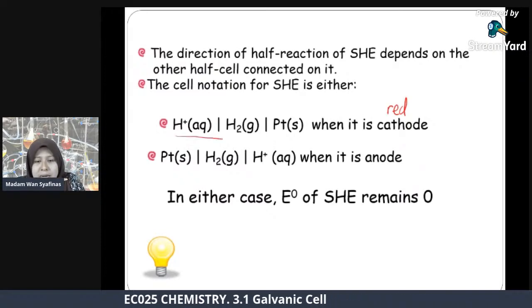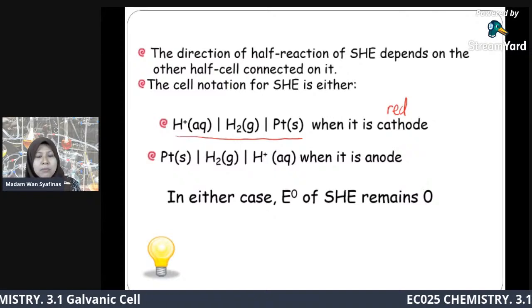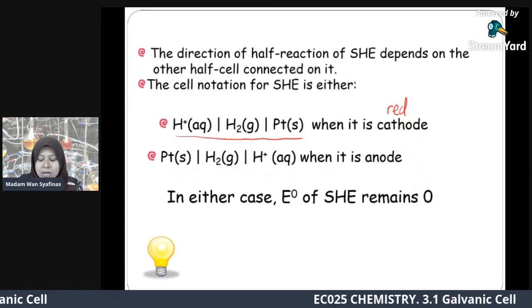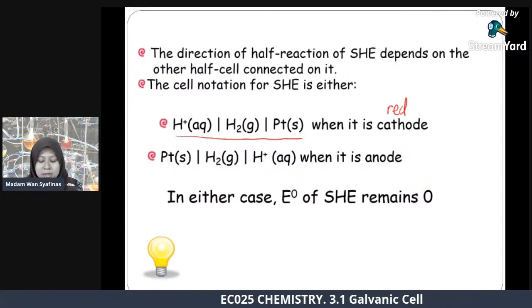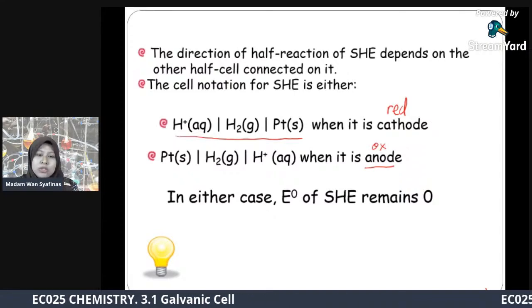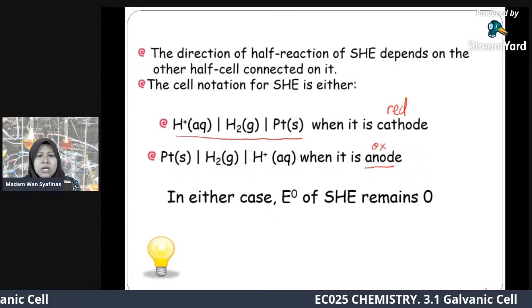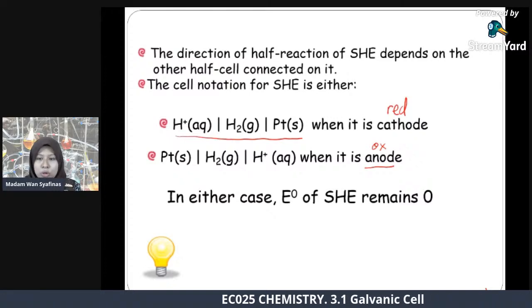Bila dia berada sebagai cathode, platinum solid tu akan berada di hujung sebelah kanan. Kalau dia bertindak sebagai anode, dia buat proses oxidation, so platinum solid tu berada di hujung sebelah kiri. Kita starting dia dengan platinum solid. Dan nilai E naught untuk SHE dia adalah kosong.